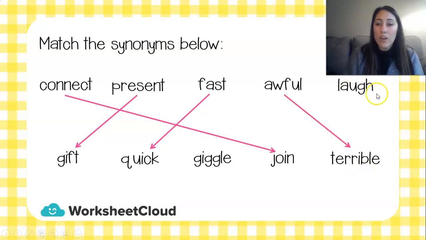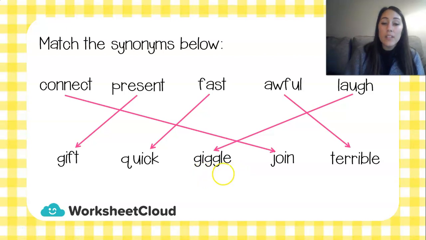And then the last word over here, I've got laugh, and there's only one word left here, giggle. And those two words are very similar. The little girl would laugh when I would tell a joke. Or I could say, the little girl would giggle when I would tell a joke.